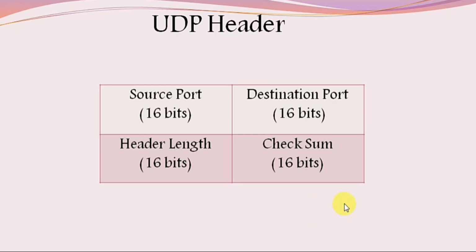Now let us see what is the size of UDP header. Here the size of a UDP header is 8 bytes and it is fixed. So 8 bytes means totally how many bits? It is 8 into 8, nothing but 64 bits. Now let us see what are the parts or what is the list present here.